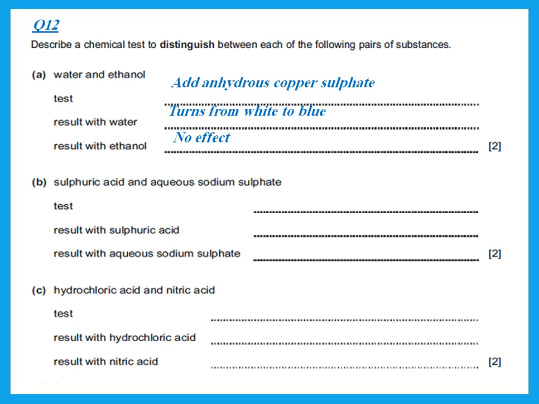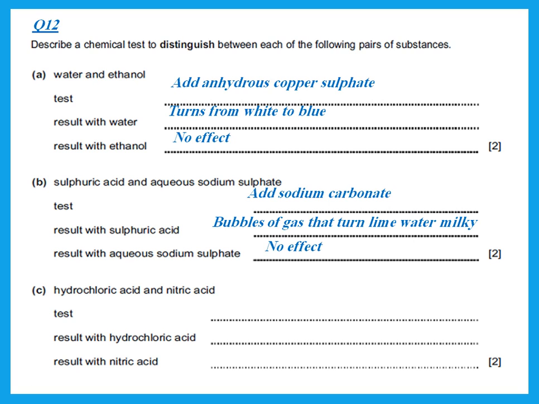Okay, what if I'm trying to distinguish between sulfuric acid and sodium sulfate? Now, you do realize that sulfuric acid and sodium sulfate, both of them have sulfate. So I cannot do the test for sulfate because both of them will give me the same result. But what is the difference between them? Sulfuric acid is an acid. So I can do a test for acid in which we say add a carbonate, be specific, let's say sodium carbonate. Now with the acid, I get bubbles of gas that turn lime water milky. But with anything else, no effect or no change.